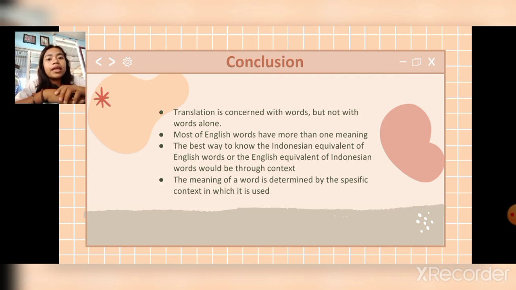And the next is the conclusion of our material. The first is that translation is concerned with words but not with words alone. The second is that most English words have more than one meaning. The third is that the best way to know the Indonesian equivalent of English words or the English equivalent of Indonesian words is through context. And the last is that the meaning of a word is determined by the specific context in which it is used.